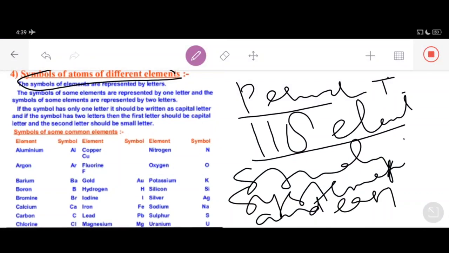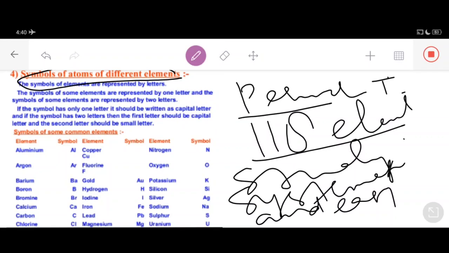Somebody will pose the question: why do we represent elements by their respective symbols? The only reason behind writing symbols of elements is to make their study systematic and easy, and it becomes easy for us to write and to remember those elements. That's why you are seeing 118 elements represented by their respective symbols.